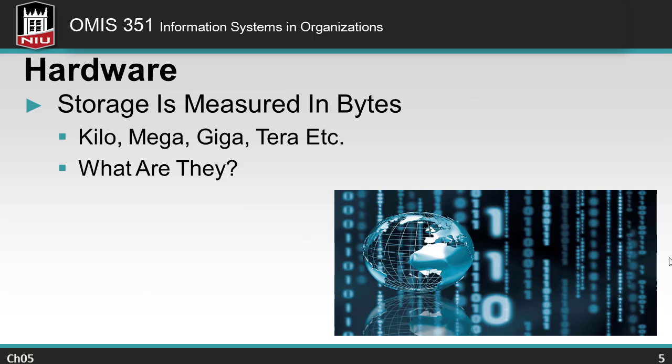Data storage is measured in bytes. 1 kilobyte is 1024 bytes. 1 megabyte is 1,048,576 bytes. 1 gigabyte is over a billion bytes, and 1 terabyte is over a trillion bytes, and so on.